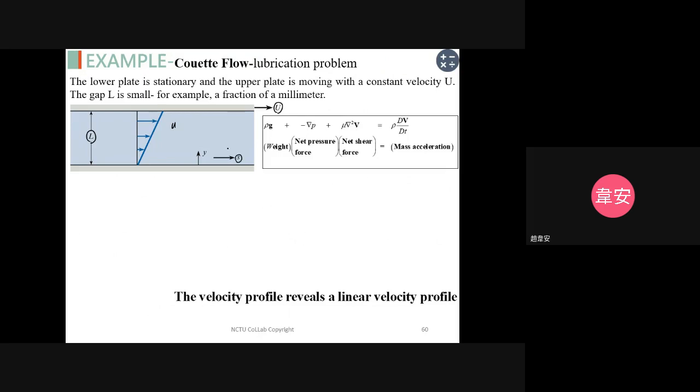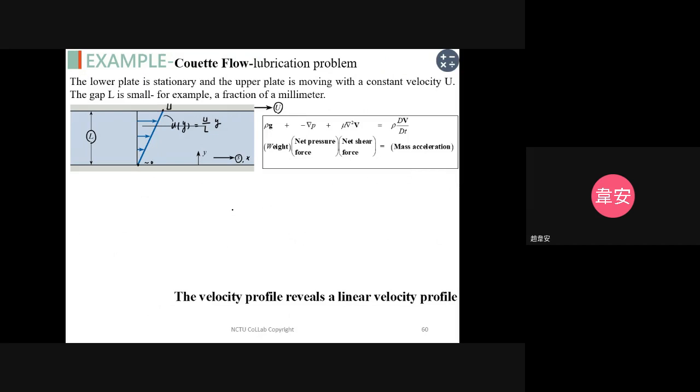There is a z direction, but it is similar to the x direction. So we only have velocity along the x direction, and the velocity should be a function of y. The answer for this velocity u is U divided by the thickness of the lubrication liquid L, multiplied by y. Based on this formula, the velocity at the bottom is 0, and at the top the velocity is U.